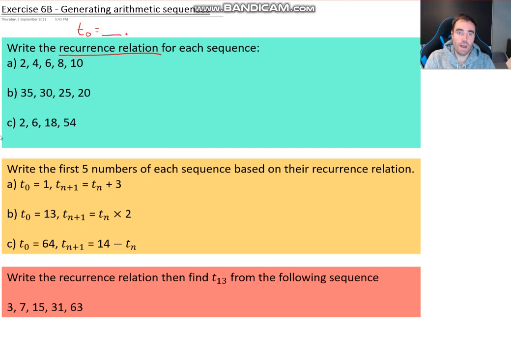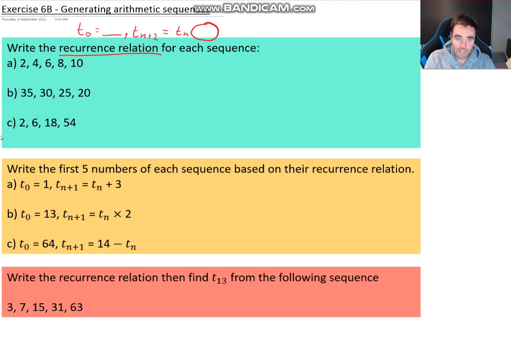Then we put a comma, and then we write the next term, which is written like this: Tn plus 1. Because Tn is the current term, Tn plus 1 is the next term. The next term is equal to the current term, the current number in the sequence. Tn plus 1 is one more after that, so the next term.